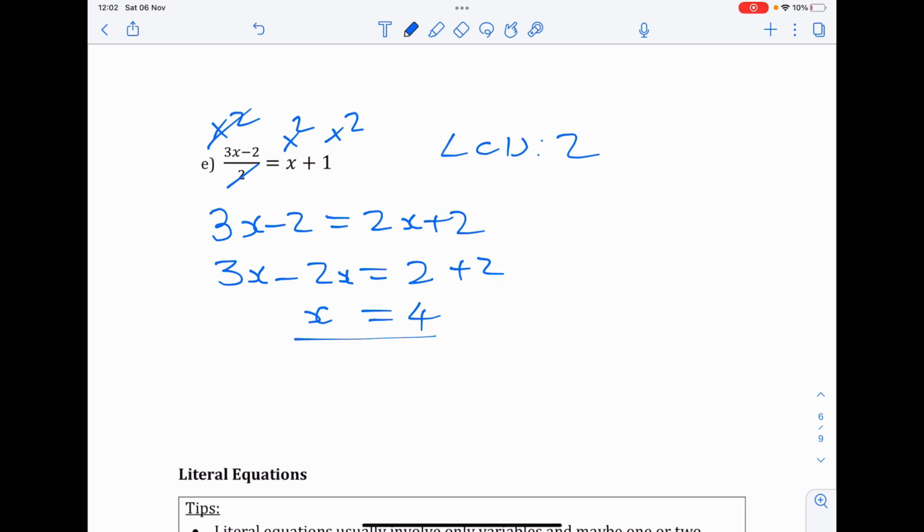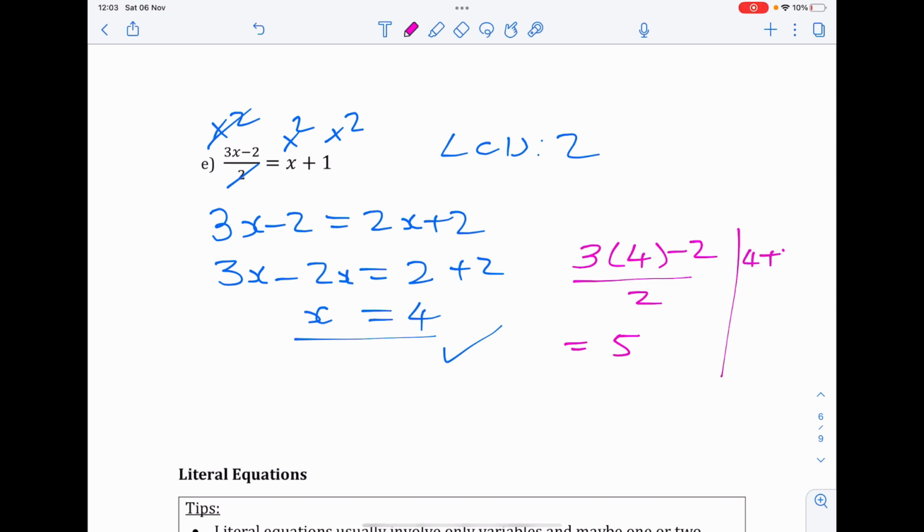Our restrictions here, we don't have any restrictions because there's no variables in the denominators. There's only a 2, which isn't a variable. So there's no restrictions. Again, like I've been saying, we can check ourselves on the calculator. You can put your x substituted in, and that will give you 5. And then on your right hand side, it's 4 plus 1, which is 5. So that's how we know we've actually done the correct thing, and this is our correct solution.